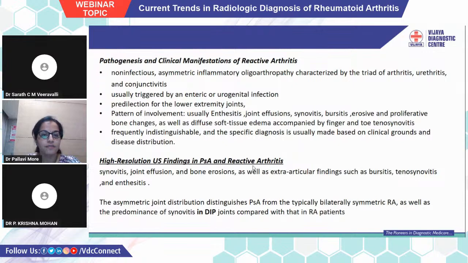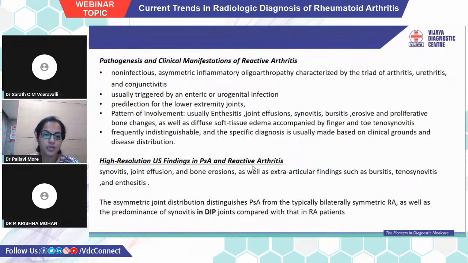Reactive arthritis is a non-infectious asymmetric inflammatory oligoarthropathy characterized by a triad of arthritis, urethritis, and conjunctivitis. It usually is triggered by enteric and urogenital infection. It has predilection for the lower extremity joints. The pattern of involvement usually is enthesitis, joint effusion, synovitis, bursitis, erosive and proliferative changes, as well as diffuse soft tissue edema accompanied by finger and toe tenosynovitis. It is frequently indistinguishable, and the specific diagnosis is usually made based on the clinical grounds and the disease distribution.